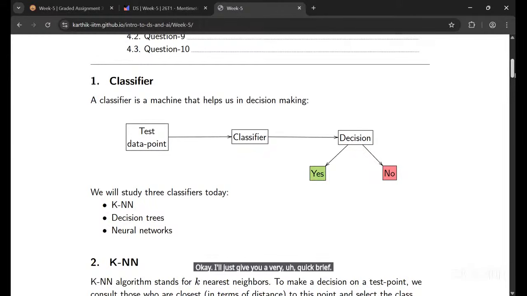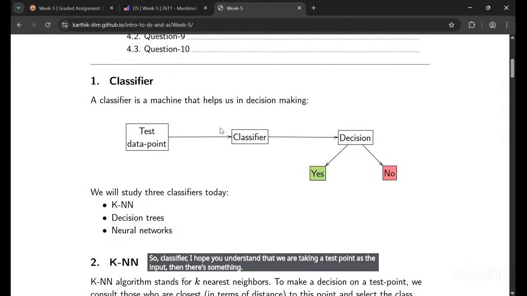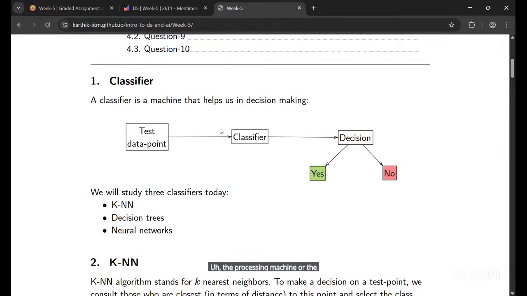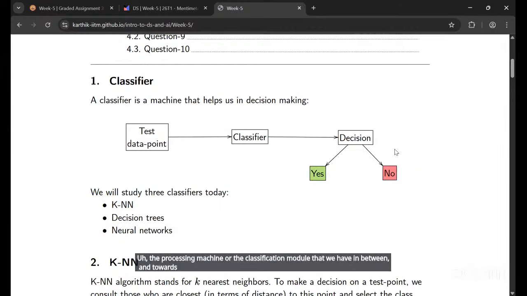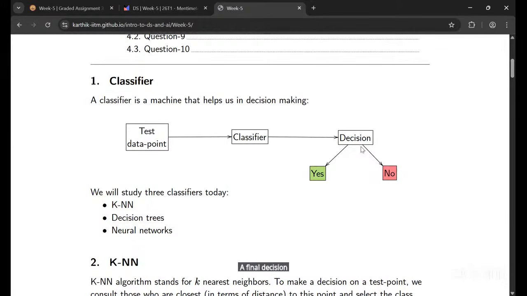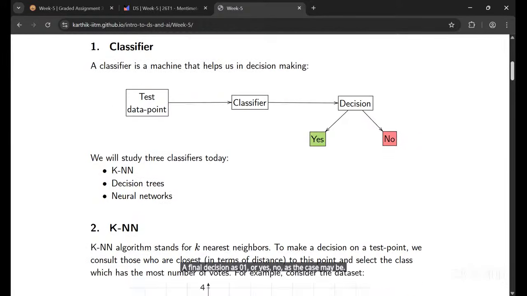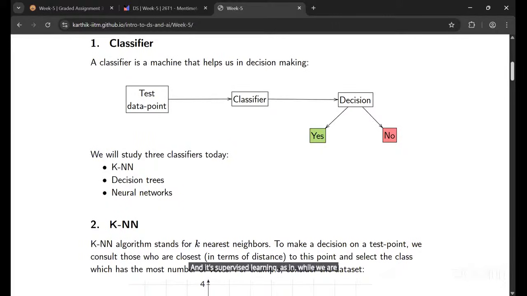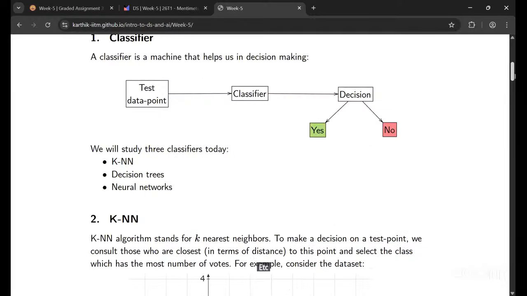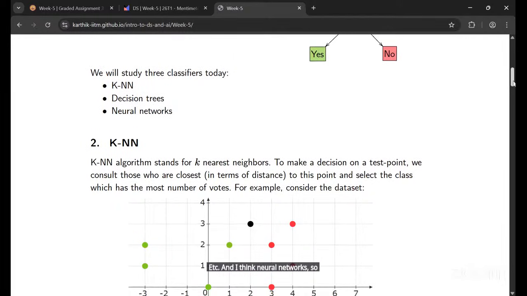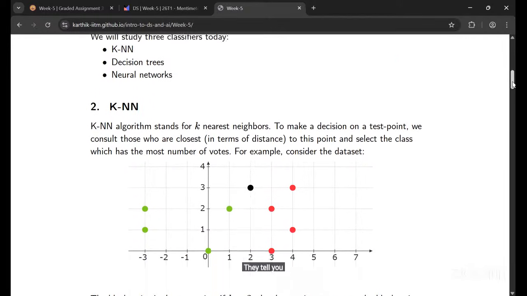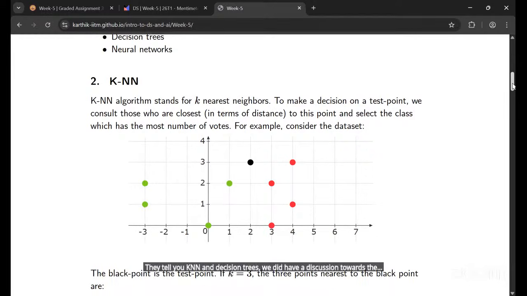So classifier, I hope you understand that we are taking a test point as the input. Then there's the processing machine or the classification model that we have in between. And towards the end, we're going to get a final decision as 0, 1 or yes, no, as the case may be. And it's supervised learning, as in while we are training, we do have the labels with us, unlike your unsupervised algorithms like k-means clustering, etc. I already did tell you KNN and decision trees towards the beginning, but I'll just repeat.